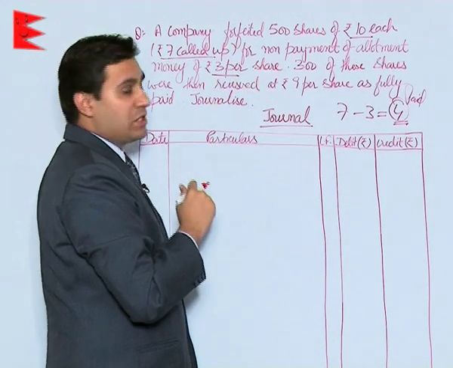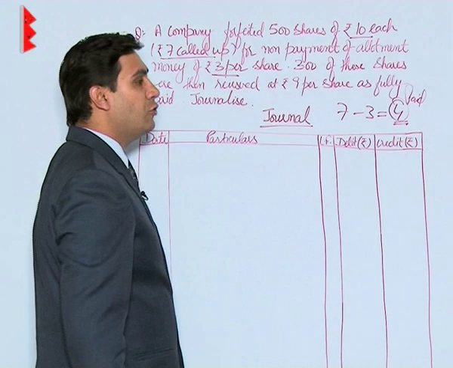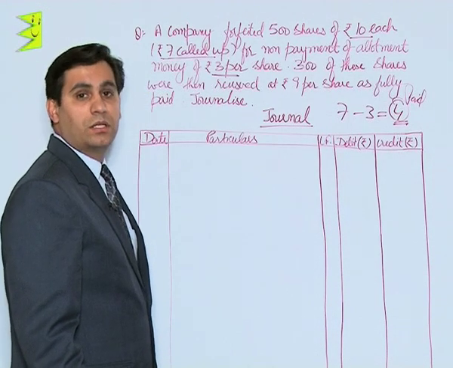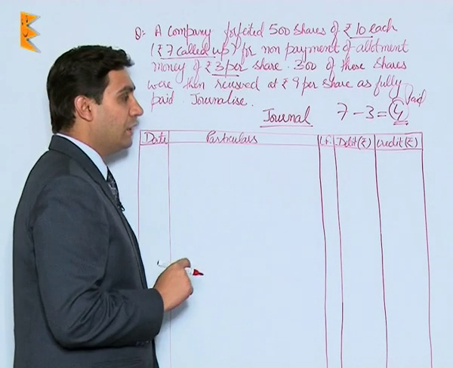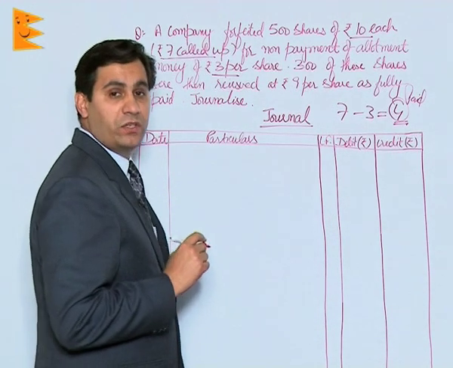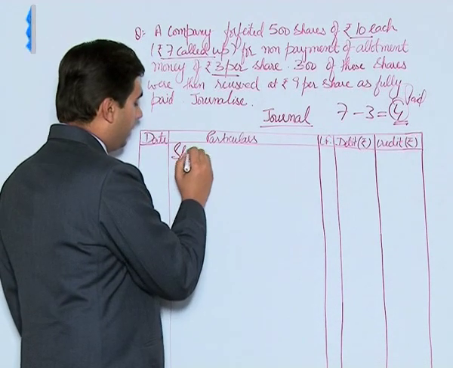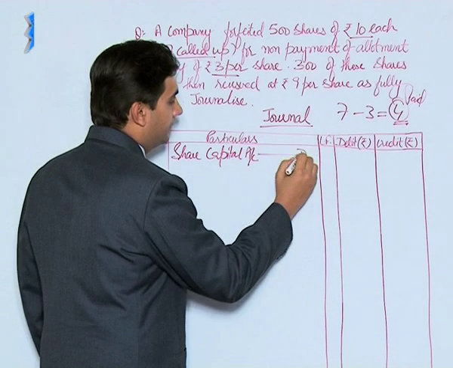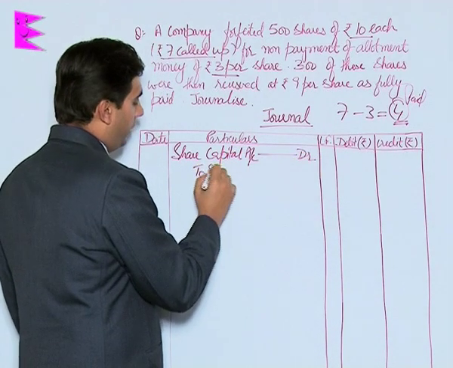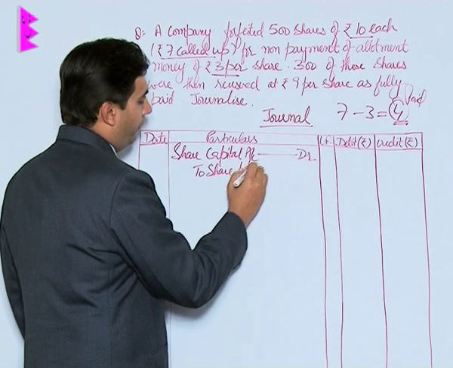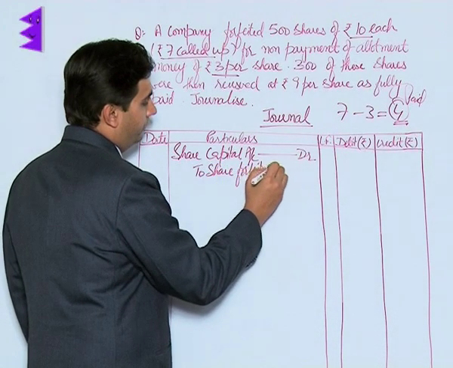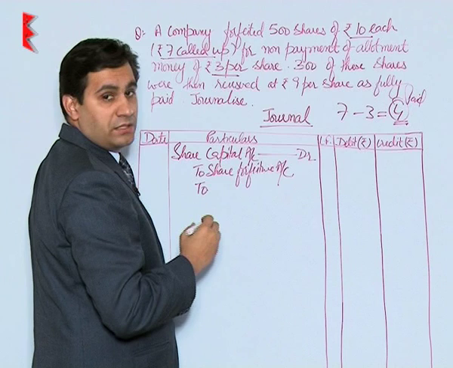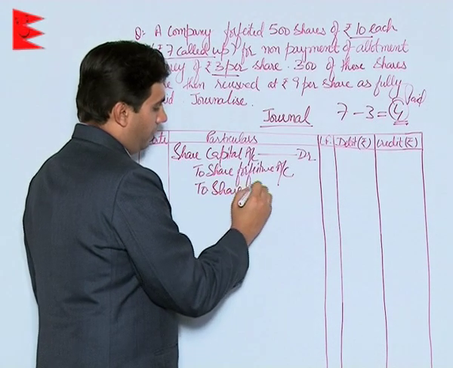Once this forfeiture was done, 300 of these shares were then reissued at rupees 9 per share as fully paid. Journalize for this particular case. Now students, the first entry for forfeiture of shares would be share capital account debited, to share forfeited, to, since he has not paid us allotment, so share allotment account.